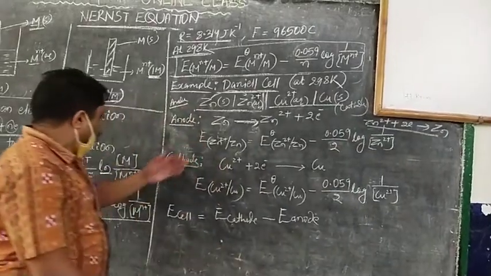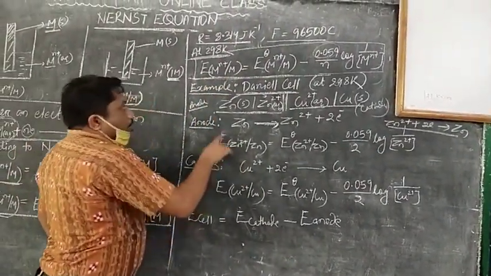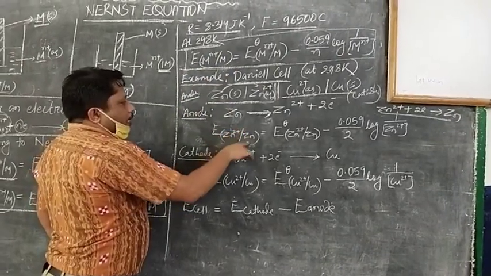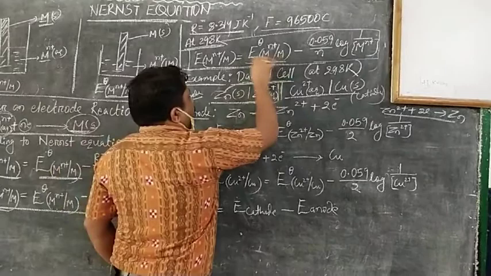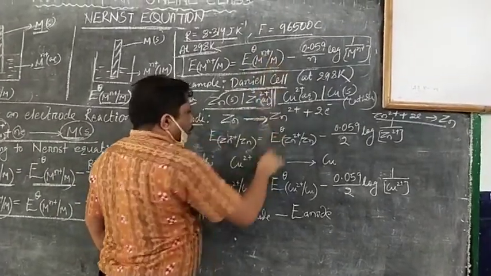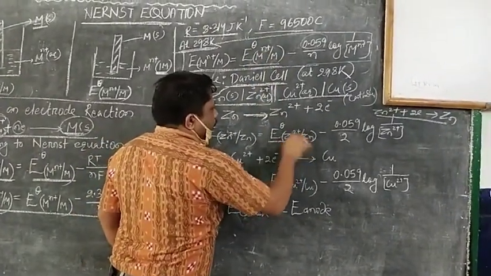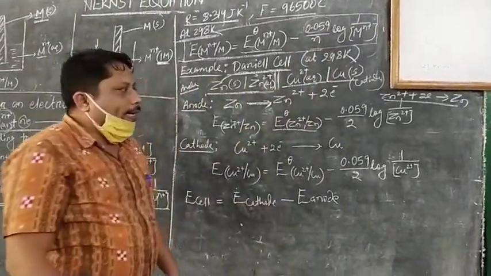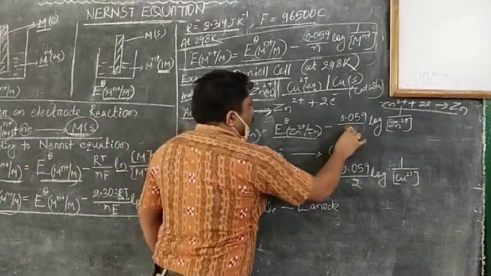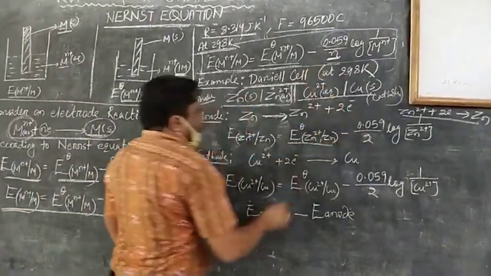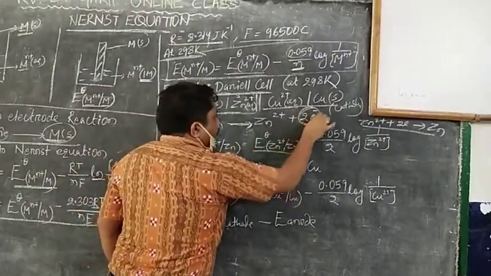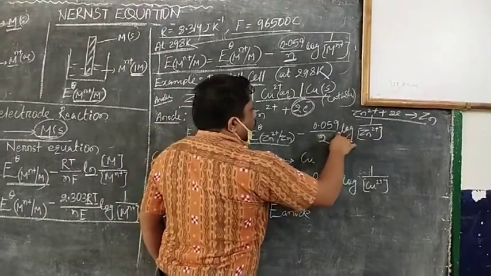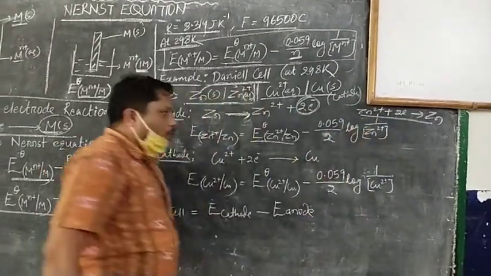If you apply the Nernst equation, in place of E Mn plus slash M you can write E Zn2 plus slash Zn, and in place of E naught Mn plus slash M you can write E naught Zn2 plus slash Zn. The value remains the same because we are writing at 298 Kelvin temperature. What is the value of n here? How many electrons are involved? 2 electrons. So the value of n is 2, log 1 by Zn2 plus.